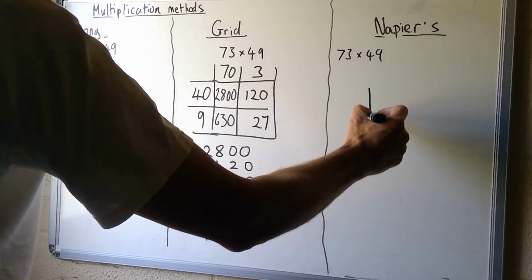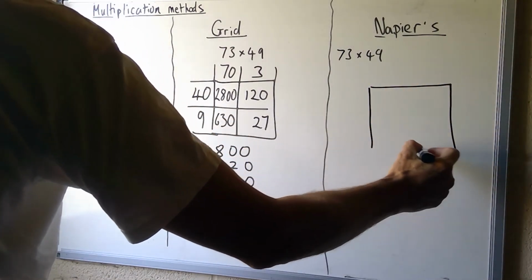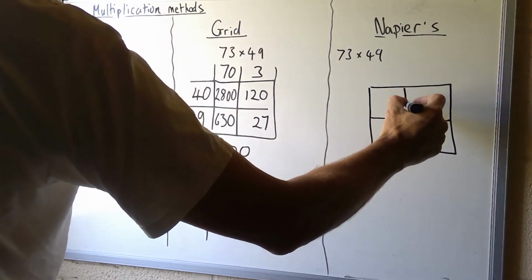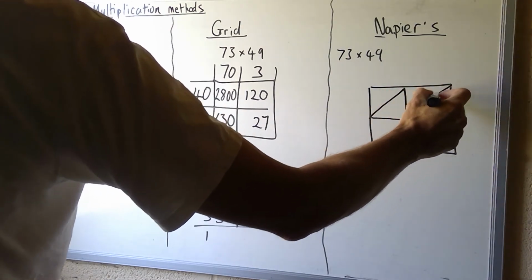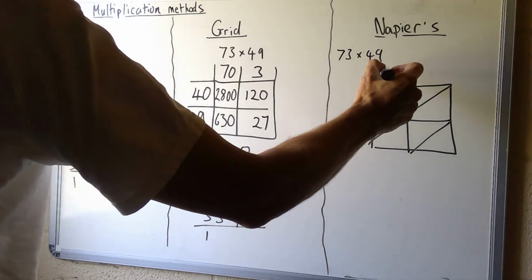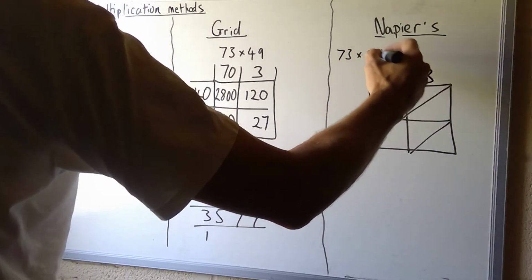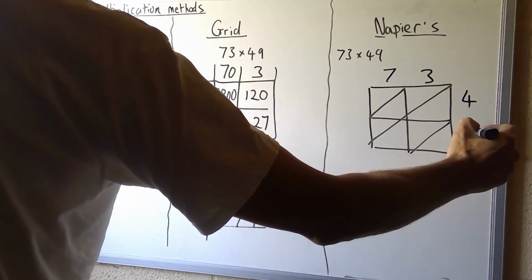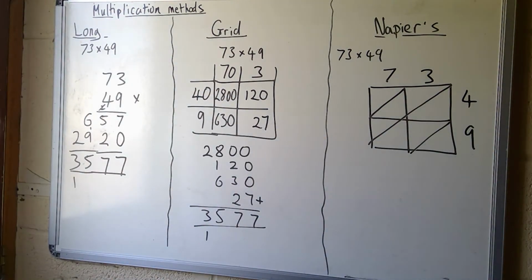The third one I'm going to call Napier's method. You might hear it described in other ways as well. Looks a little bit like the grid method. I start with the grid, but I also split it up into diagonals. So 73 I write across the top. The second number 49 I write down the right hand side.